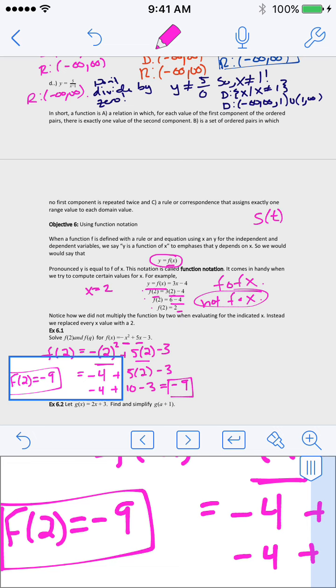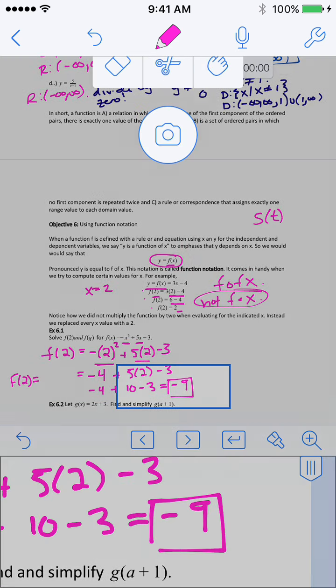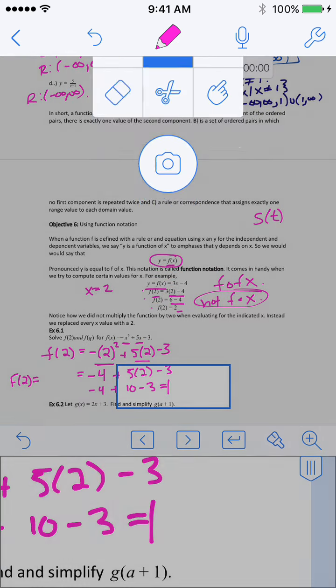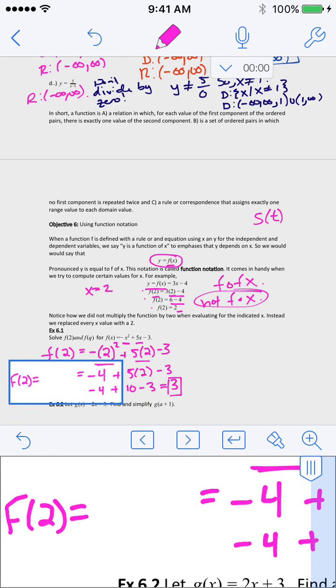Yeah, nope. Positive 6. I'm so sorry. No, it doesn't. They're all looking at me like I'm an idiot. Doesn't equal negative 9. It equals, that's a positive 6. Minus 3 would be a positive 3.